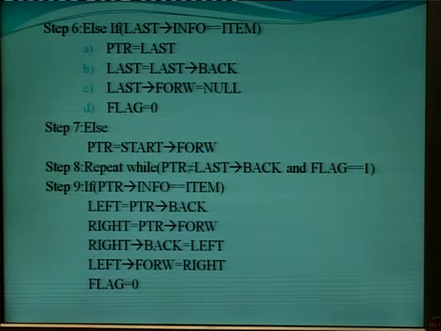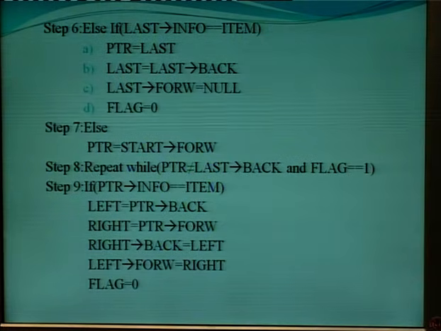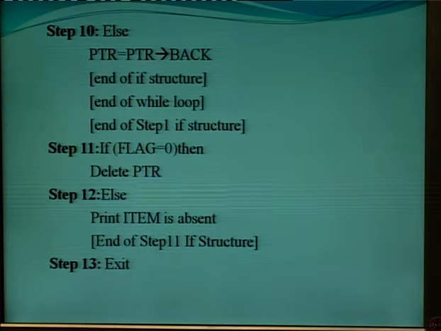Else, if the last node contains the required information to be deleted, the pointer last is to be set to the null value. Else, move the pointer start forward and repeat while the information is not found. Whenever the information is found, we have to change its left pointer and right pointer to the back and forth nodes, so that the node is deleted.